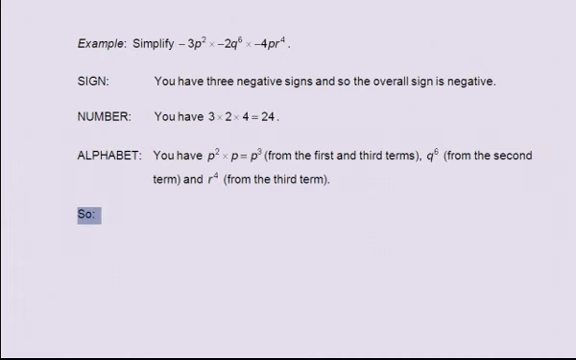So, minus 3p squared multiplied by minus 2q to the power 6 multiplied by minus 4p r to the power 4 equals sign minus, number 24, and alphabet in alphabetical order of p to the power 3, q to the power 6, r to the power 4, or minus 24, p to the power 3, q to the power 6, r to the power 4.